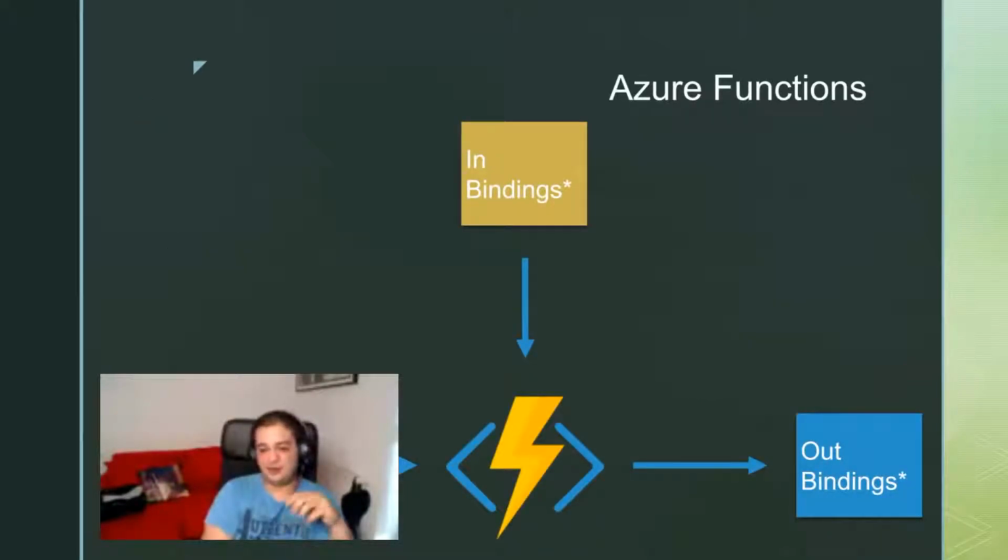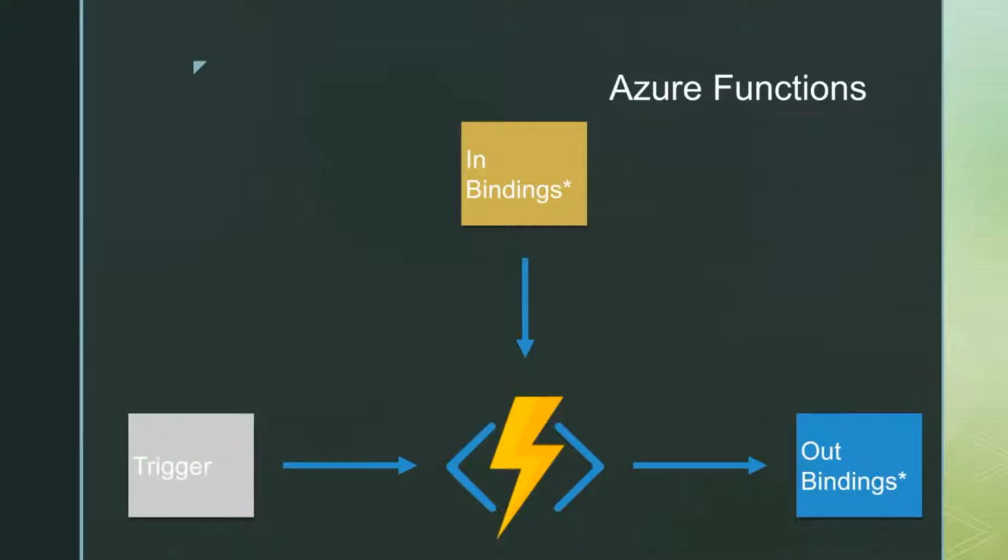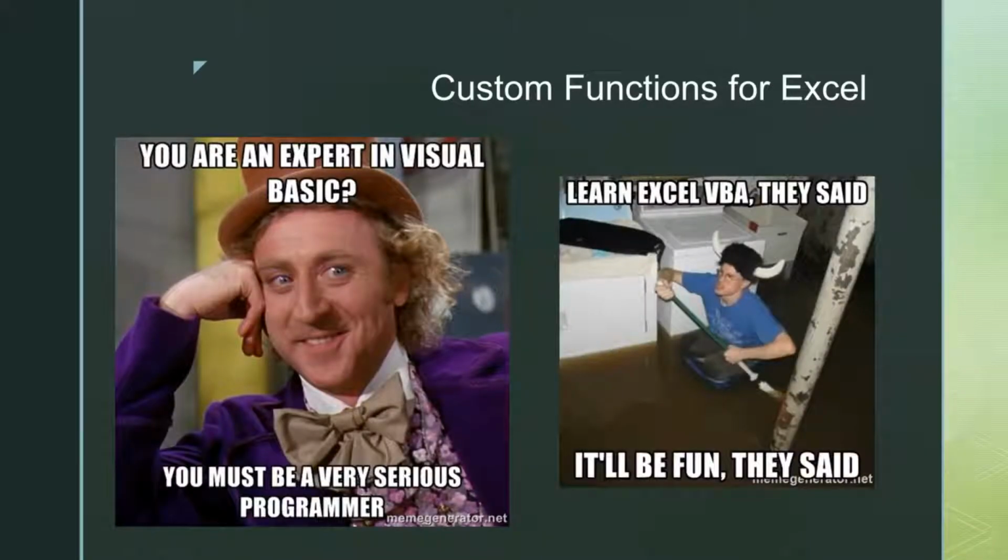And this is how Functions works. You usually have a trigger, which is often just HTTP, but it can also be a bus or whatever. And then you have input and output bindings, so you can, just by configuration, decide where your data is coming from and where your data is going to.